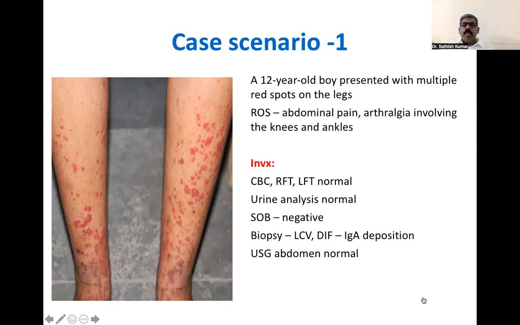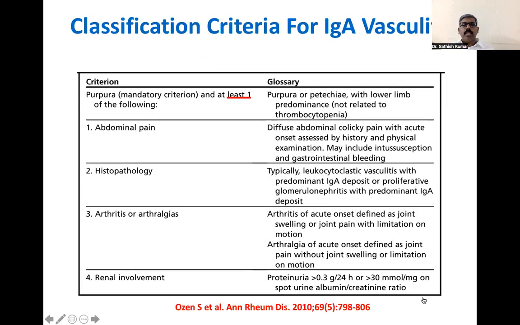Biopsy was done by the dermatologist, which was suggestive of leukocytoclastic vasculitis with IgA deposits in the immunofluorescence. His ultrasound abdomen did not reveal any intussusception. So the diagnosis is IgA vasculitis. So in the classification criteria for IgA vasculitis, the purpura, the classical palpable purpura on the lower limbs, not related to thrombocytopenia, is a mandatory criterion. Plus, they should have any one of the following, like abdominal pain, histopathology showing leukocytoclastic vasculitis. They can have arthritis or arthralgia, and they can have renal involvement in the form of proteinuria and hematuria.